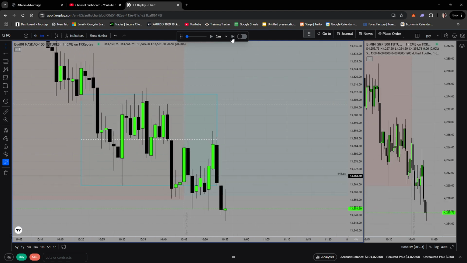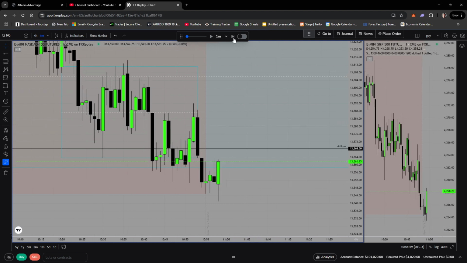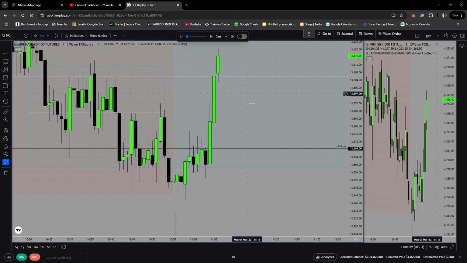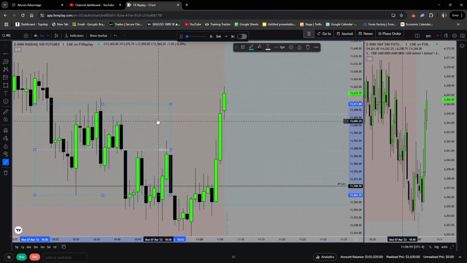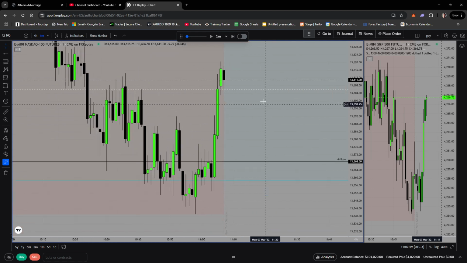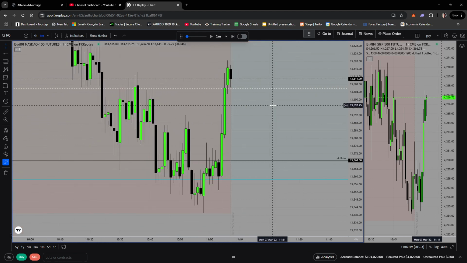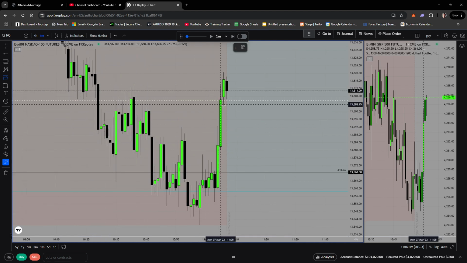Okay. Got more consolidation. So we're not taking that. Oh, we are not taking that. So now we broke the accumulation to the upsides. Do we want to take this? I think so. Yeah, we're going to take it.